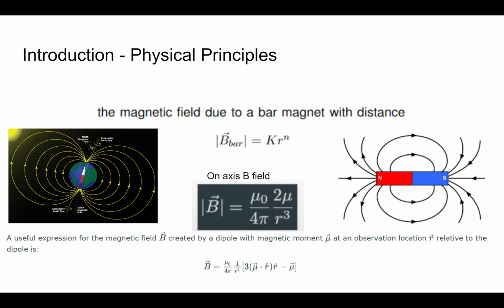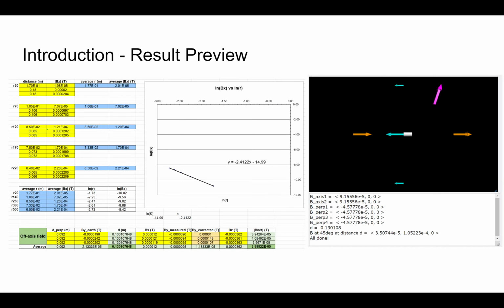So some of the physical principles, we're given three equations. One of them is for a bar magnet, which is just dependent on constants K and N. The on-axis B field is mu naught over 4 pi times 2 mu over r cubed, where mu is the moment. And then we are also provided another equation, which is used in the code. It's just the magnetic field created by a dipole at a certain observation location.